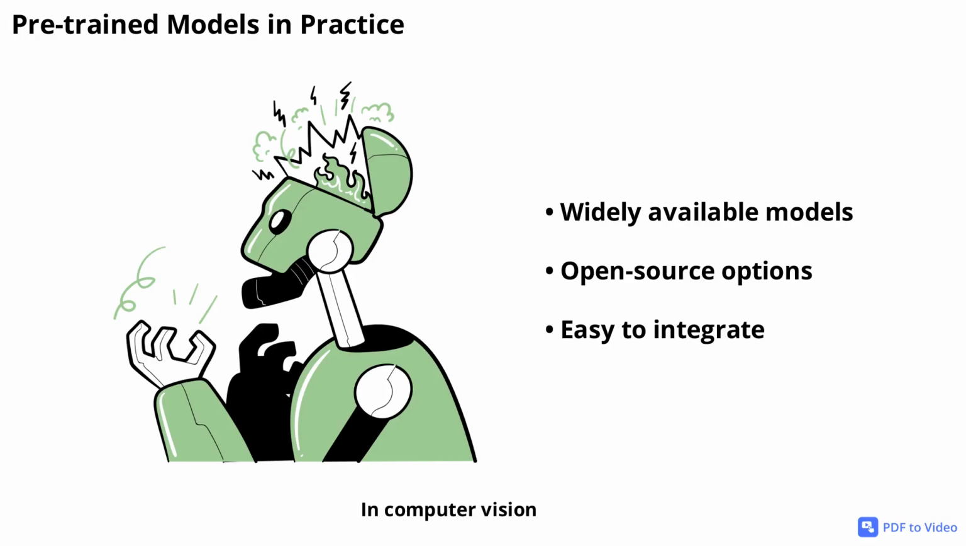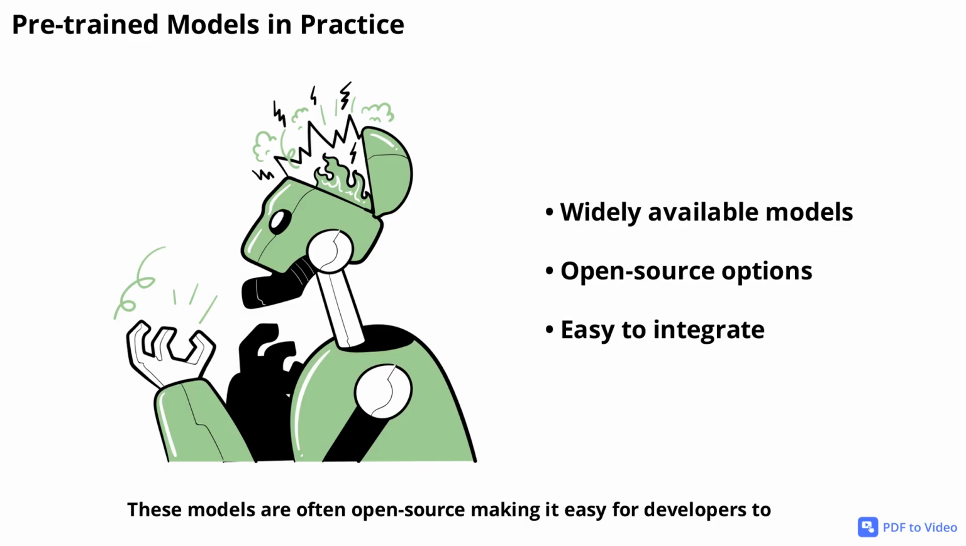In computer vision, models like ResNet and Inception are popular choices. In NLP, BERT and GPT have become industry standards. These models are often open source, making it easy for developers to leverage transfer learning in their projects.